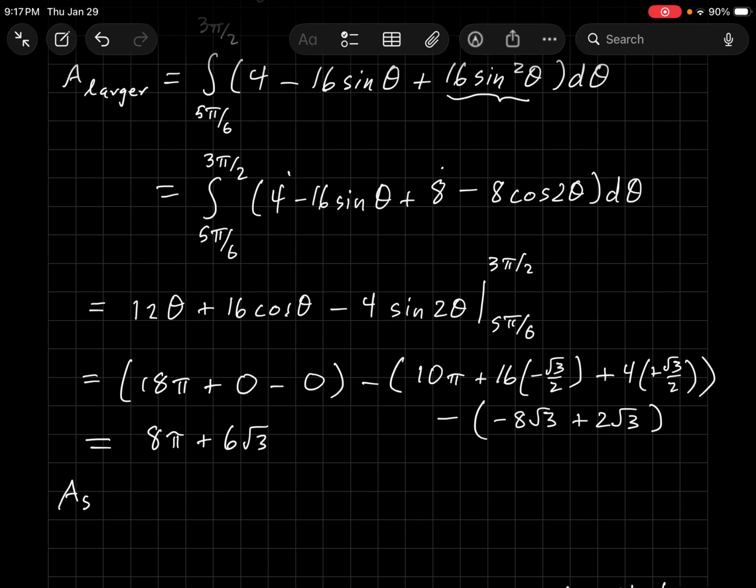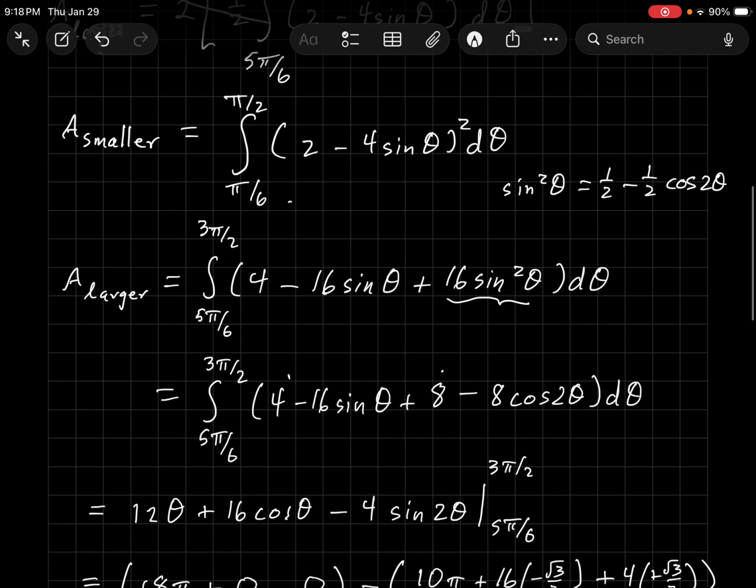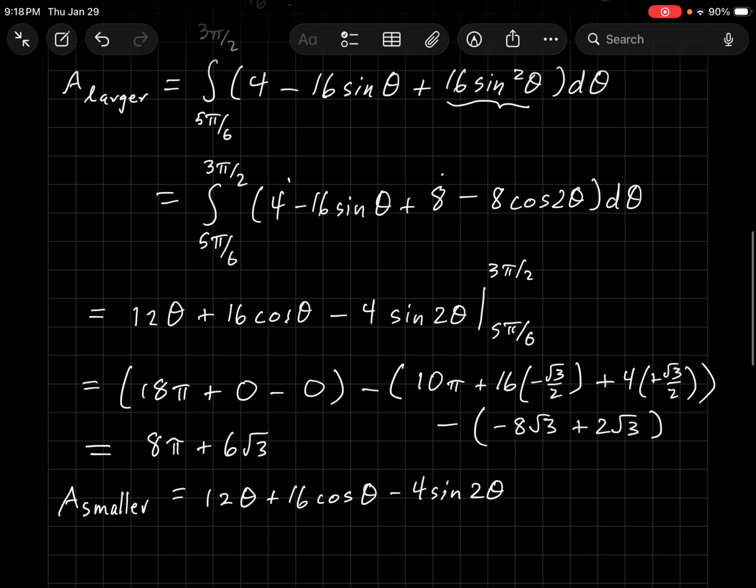Area of the smaller loop is the same antiderivative, 12 theta plus 16 cosine theta minus 4 sine 2 theta, but from pi over 6 to pi over 2. And just for the sake of time, I'll put down the answer. In this one we get 4 pi minus 6 root 3.